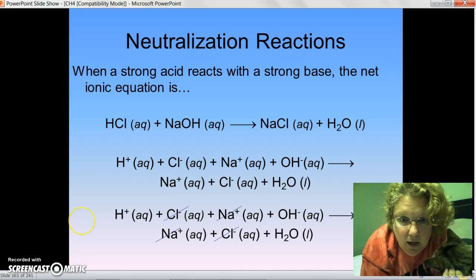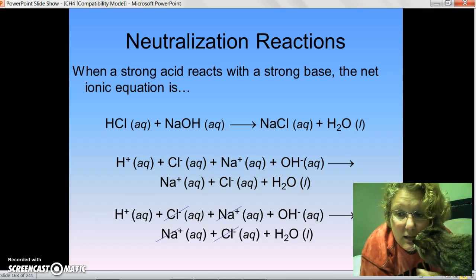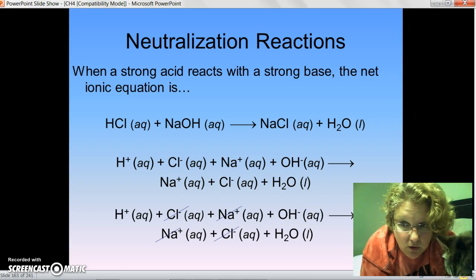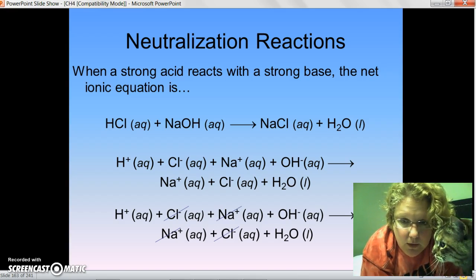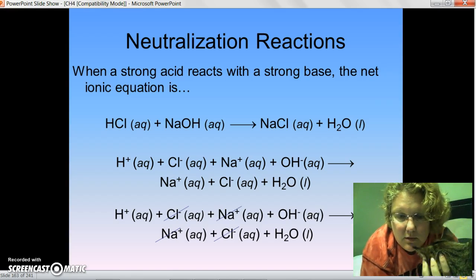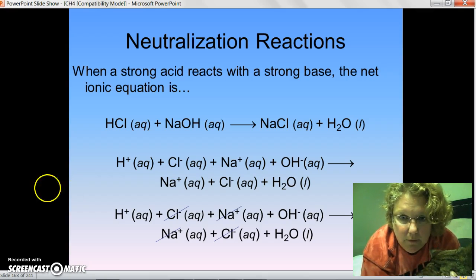making water. Now if you're thinking, wow, these are going to be easy, this is only true of strong acids reacting with strong bases. Once you throw the weak ones in, it gets a little bit more complicated, but a strong acid, strong base reaction will simply be H and OH making water.